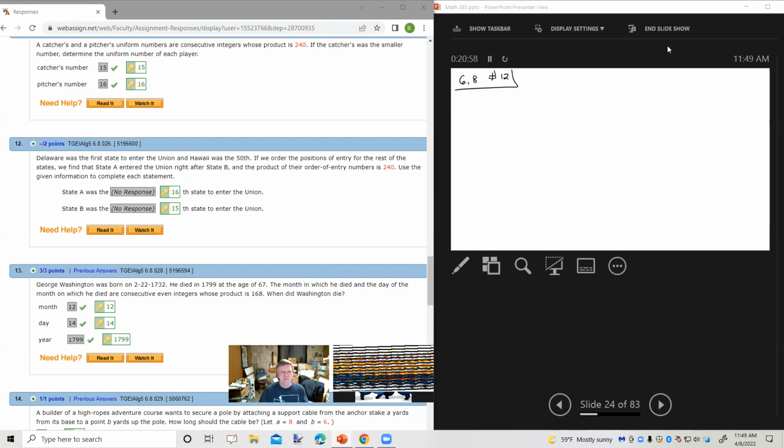All right, so the position in which states enter the Union, you'd have like first, second, third, fourth, fifth, sixth, etc. Those are positive integers, and those are consecutive positive integers. So if state A entered the union right after state B, those two would be represented by consecutive positive integers. The thing we've got to be careful of, state A entered after state B. So state B, if we call that X, state A would be X plus 1.